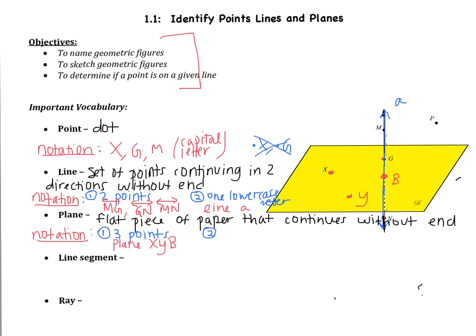Second way to denote a plane is by a fancy letter. So if you're going to notice on the plane, we have this fancy R at the right. So we also could call this plane R.